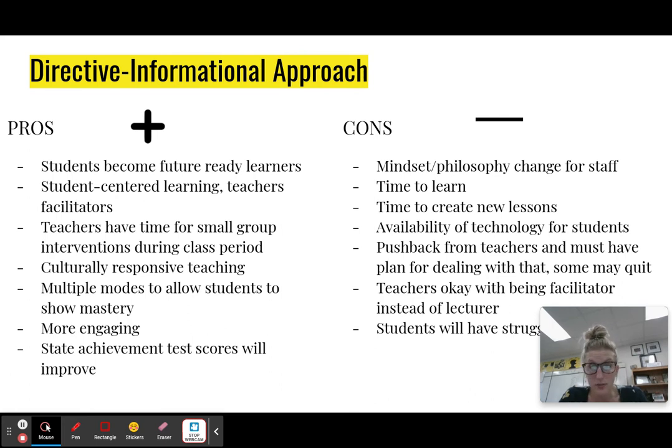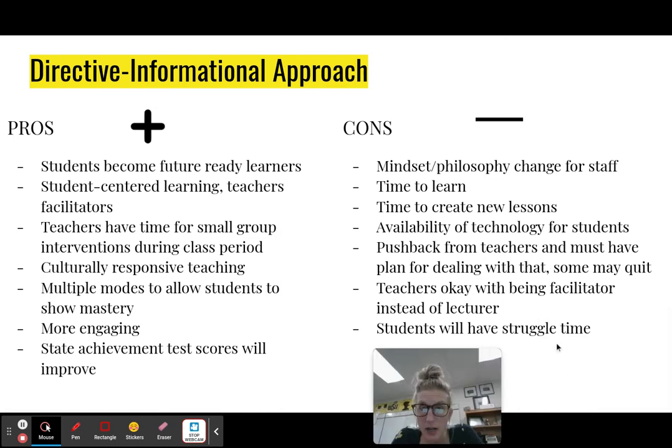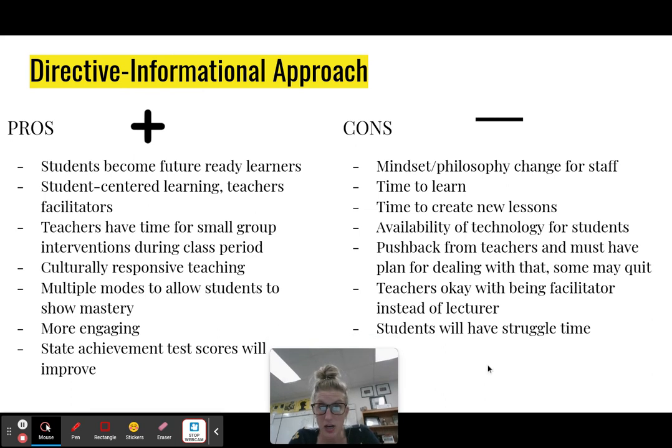We're using culturally responsive teaching, which is big in society right now. Students are given multiple modes to allow students to show mastery, kind of showcasing their different learning styles. It's more engaging, and state achievement test scores will improve. The cons to this: it's a mindset change for staff.